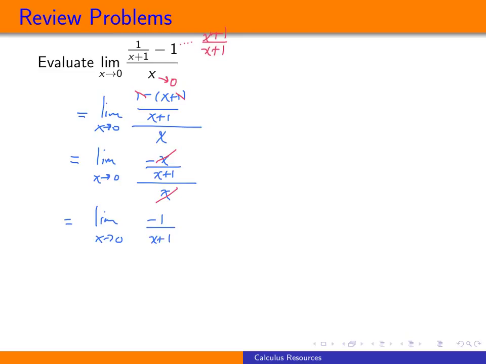Now, when we plug 0 into the bottom, we're getting something that is not 0, so it makes sense to use our limit laws. Our limit laws tell us that the limit of a quotient can be written as the limit of the top divided by the limit of the bottom. And when we take the limit in the bottom, we can go ahead and break that up into two separate limits.